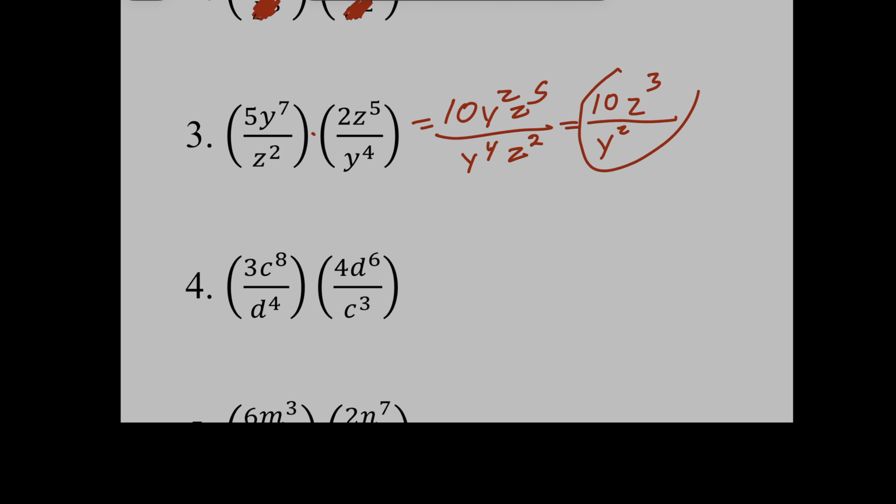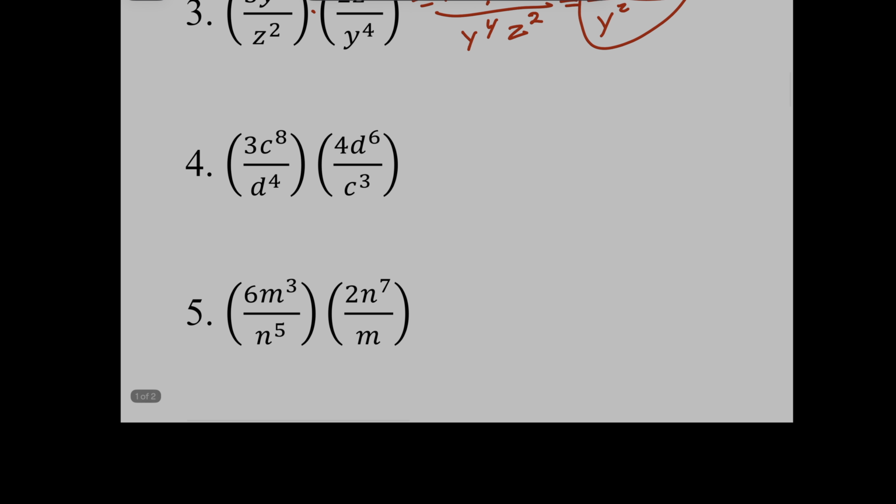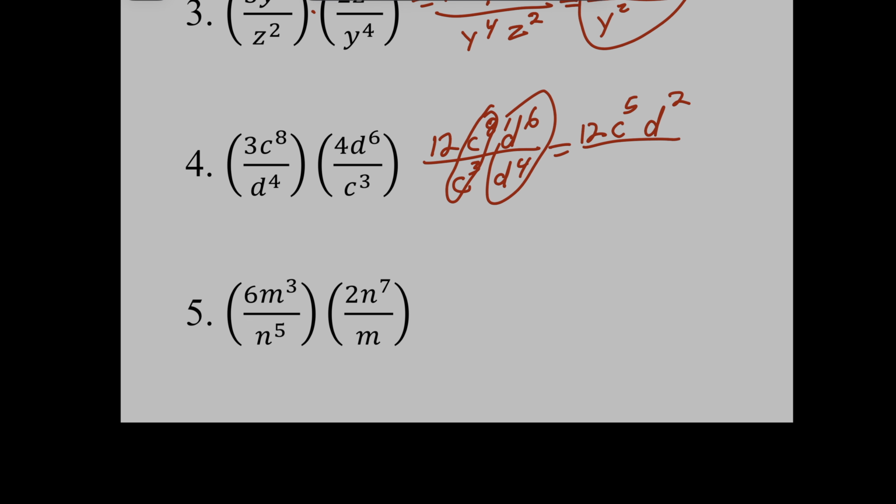Okay, so which way do you like better? I don't really care which way you do. If you feel comfortable with it, go ahead and do it. Let's do this one. This is going to become 12 c to the 8, d to the 6, over, doing it alphabetically, c cubed d4. Now I do my subtraction as I do my division. And so I'm going to end up with c to the 5 on top, d squared on top, because I subtract and I keep it on the bigger side.